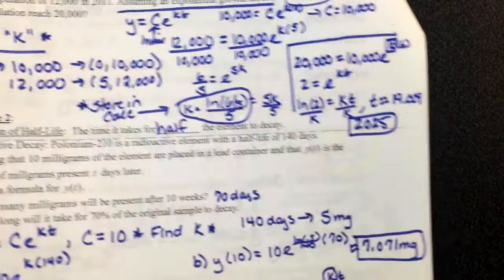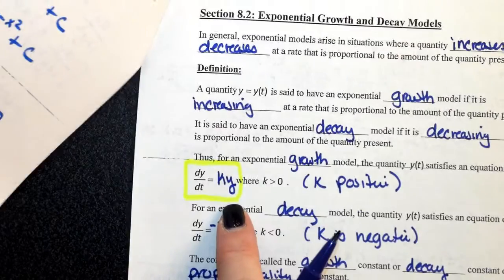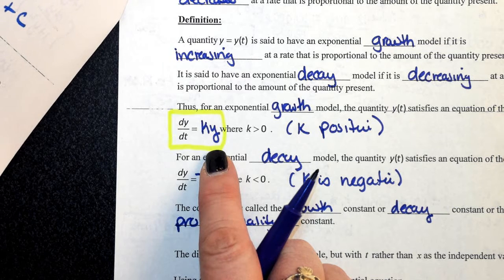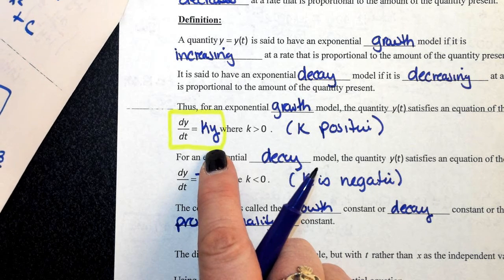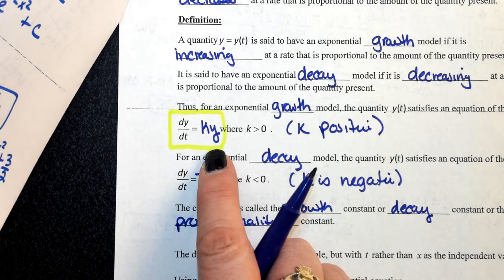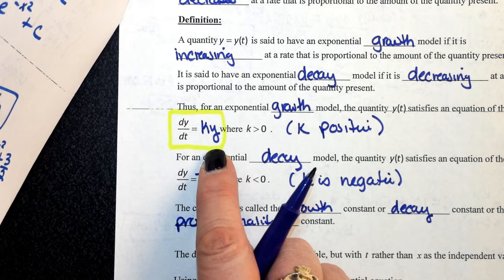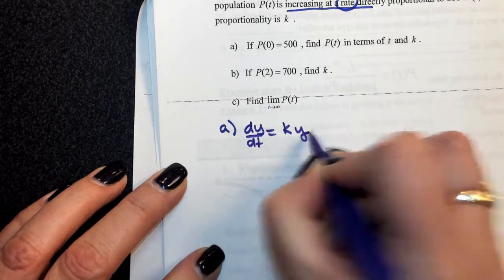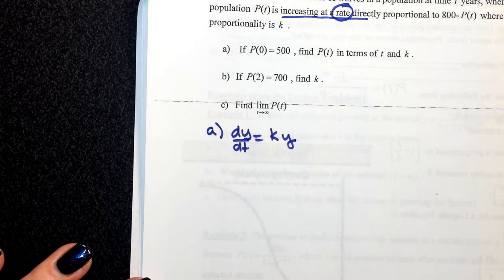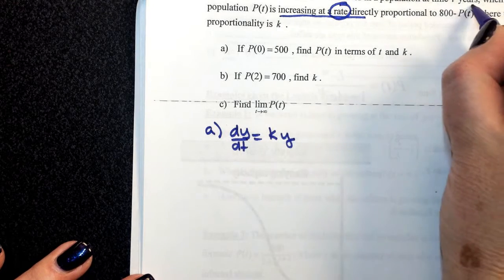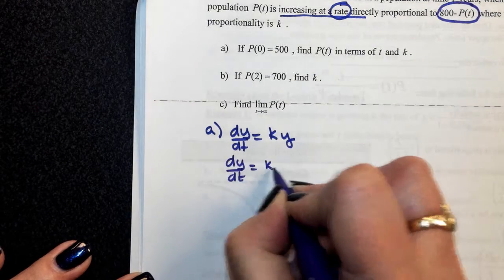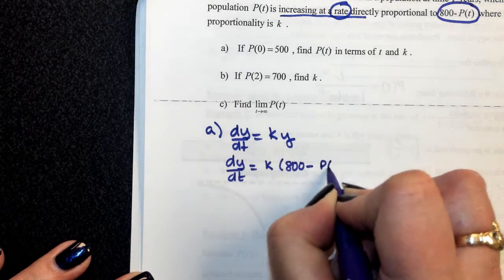And if you remember, when we've got exponential growth and decay, remember what the model's going to look like for exponential growth and decay derivatives. Sometimes it may not be explicitly given to you like the k times y, but you want to make sure you put it in that particular form if it's not presented to you that way. So I know in exponential growth and decay, I'm looking at a model of dy dt is equal to k times y. So again, this is my y value. So I'm going to take dy dt and set it equal to k times 800 minus p of t.